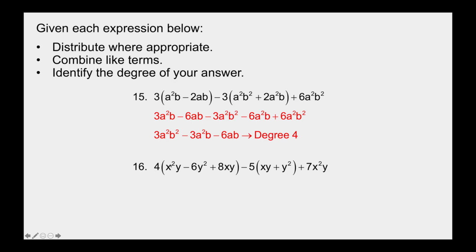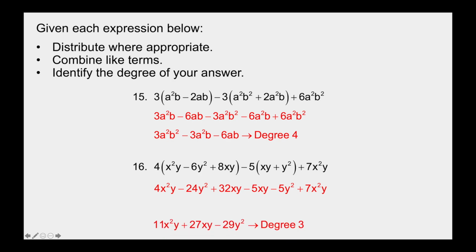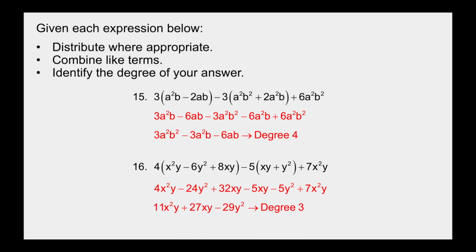For 16, I do have some distribution that I can do here. When I complete that, I get this expression. And then from here, when I go to combine like terms, I'm going to start by thinking about my two variables are x and y. Alphabetically, x is going to come first. So I look for the highest power on x. I've got an x squared here, and I have an x squared here. And since they're both x squared y's, they can combine. So if I do 7 plus 4, I'm going to end up getting 11x squared y.